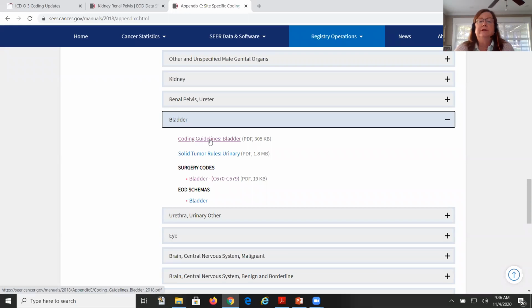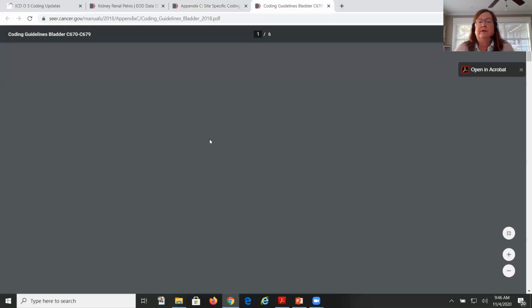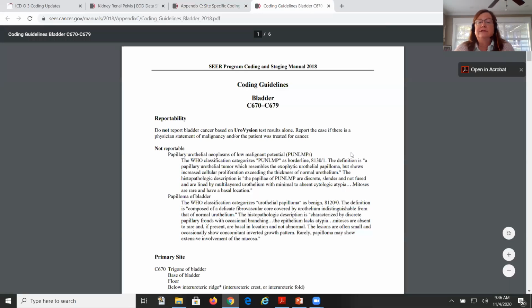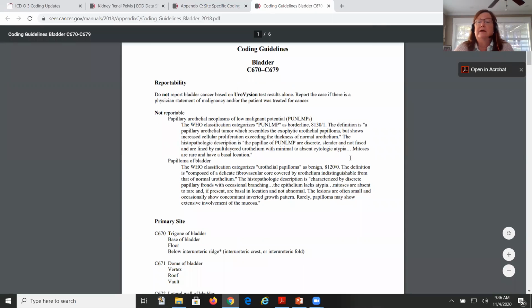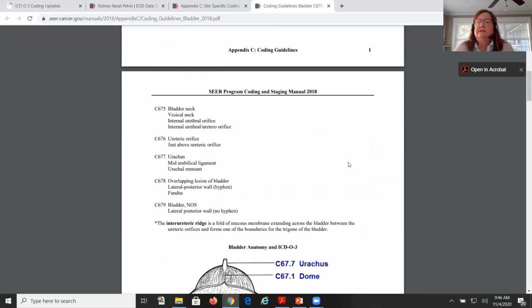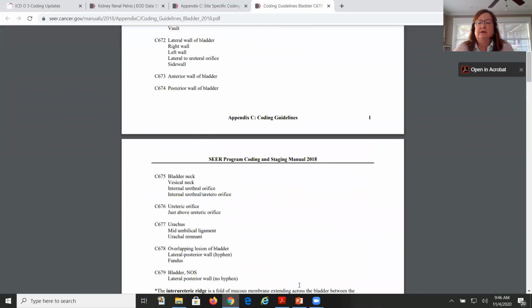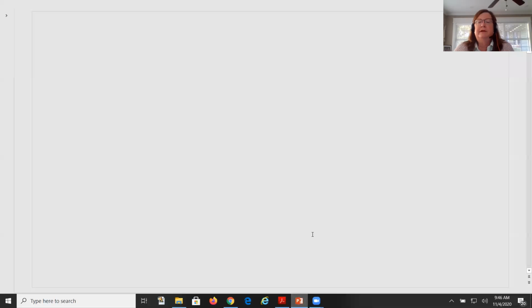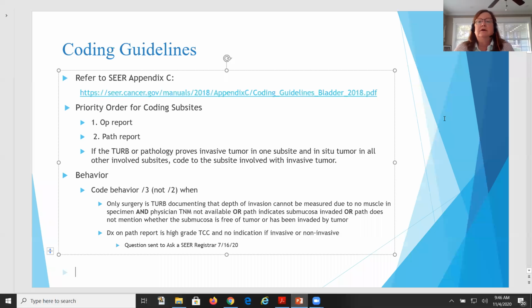We're looking at coding guidelines very briefly. There you see documentation for coding guidelines for bladder. There's a lot of valuable information there, so I suggest you take a look at it on your own time, but I've covered a little bit of it here in the slides.